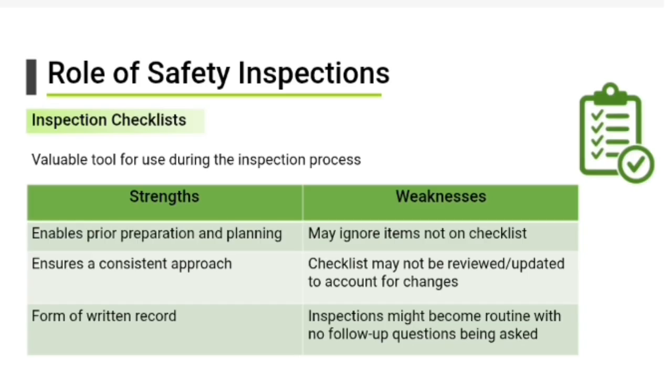Another weakness is the potential for inspections to become routine and lack depth. Relying solely on a checklist may lead to a mechanical approach, with inspectors focusing only on listed items, without engaging in broader discussions or asking follow-up questions. This lack of flexibility can hinder the identification of nuanced or emerging issues that might not be covered explicitly in the checklist. Therefore, while checklists provide structure, their weaknesses lie in the risk of oversight, lack of adaptability, and the potential for inspections to become routine and less insightful.